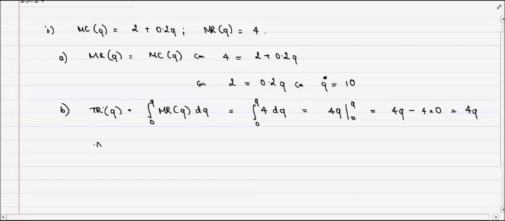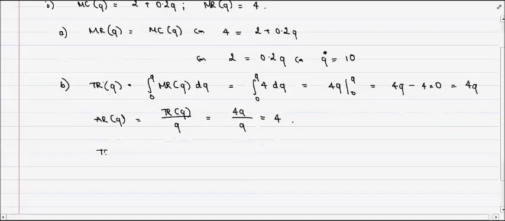From there I should be able to find the average revenue, which is equal to total revenue divided by the total quantity. So 4q divided by q gives me 4.